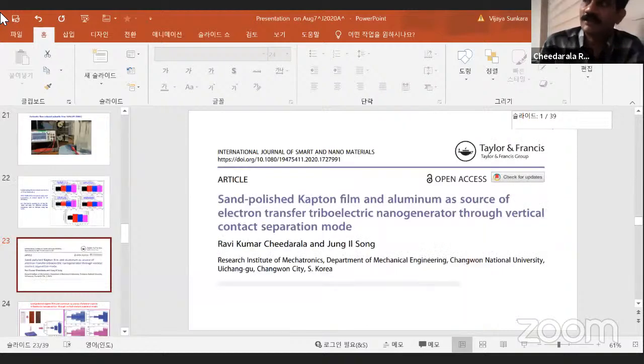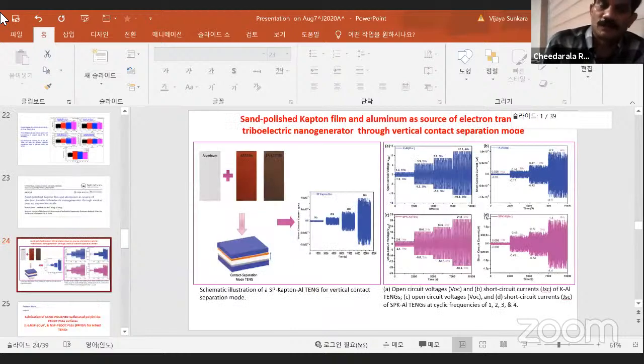And also recently I developed another material called sand polished Kapton film and aluminum as a source of electron transfer for a triboelectric nanogenerator through vertical contact separation mode. This was also recently published in the International Journal of Smart and Nanomaterials. And this is the concept of our material. We see the aluminum electrode and the sand polished material before and after. After sand polishing of the commercially available Kapton film, it is very helpful to generate power.